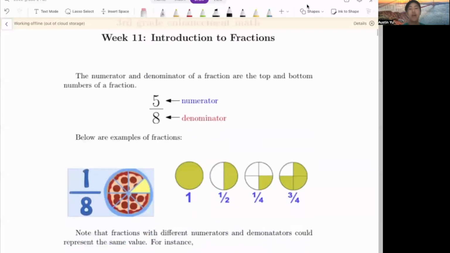The numerator and denominator of a fraction are the top and bottom numbers of a fraction. In this example, 5 is the numerator, which is on top, and 8 is the denominator, which is at the bottom. An easy way to remember this is denim, which, if you don't know, is the material used to make pants. Since pants go below you, that's an easy way to remember that the denominator goes below the line, while the numerator just goes above the line.